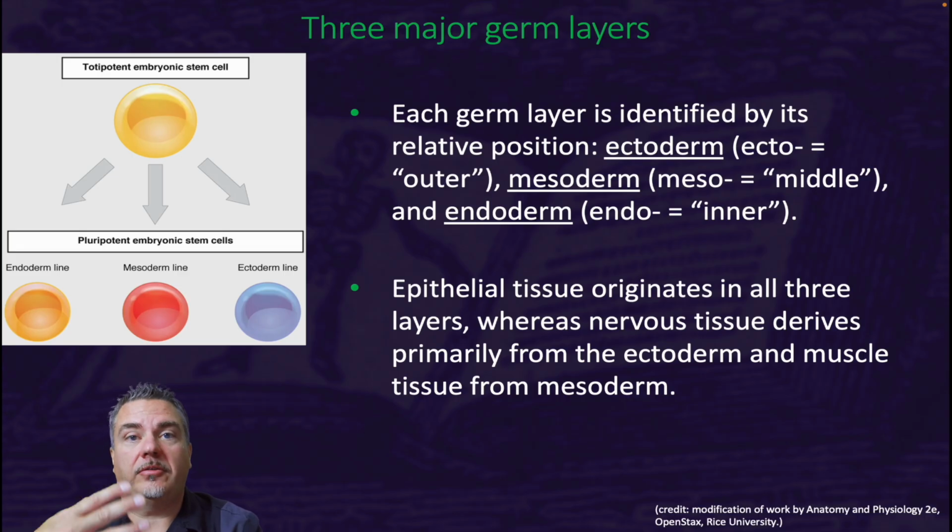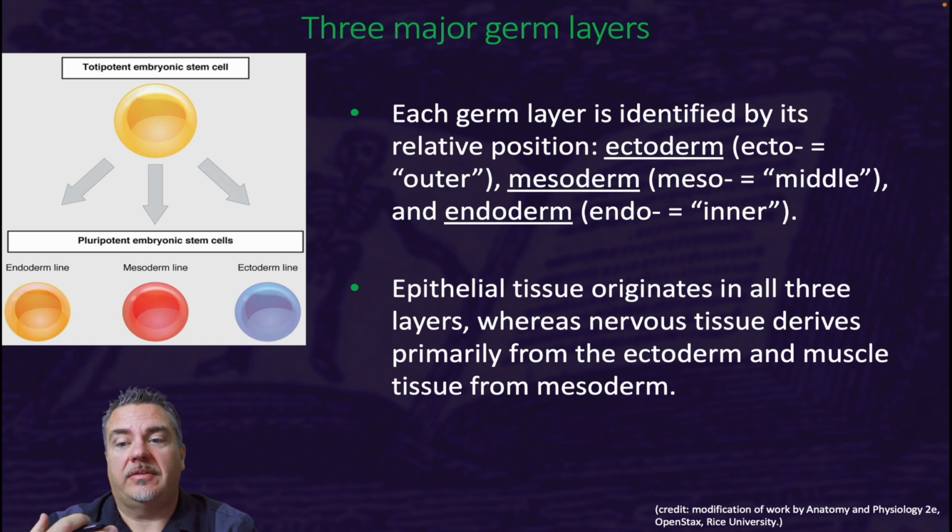Alright, so my tip, how I try to remember these: endo, at least in my brain, kind of sounds like enter. So I think endo is the inner, so you're entering. Meso, that's easy, that sounds like middle. It begins with M, just like middle begins with M. And ecto, again, at least in my brain, kind of sounds like exit, so that's the outer layer.